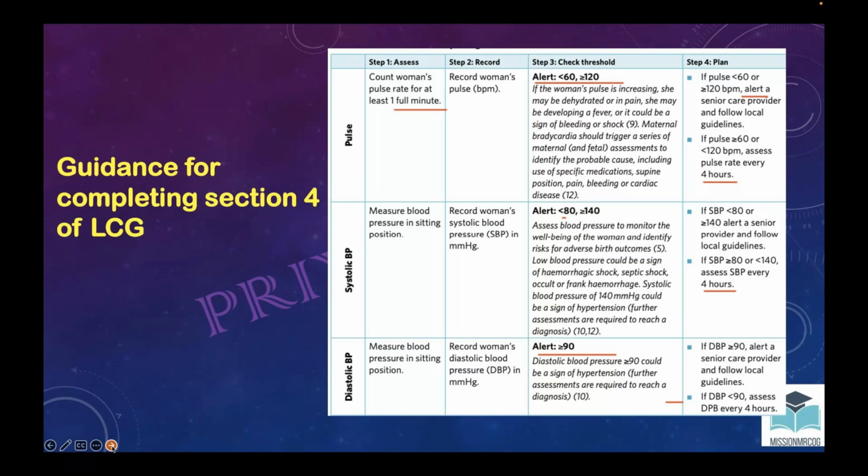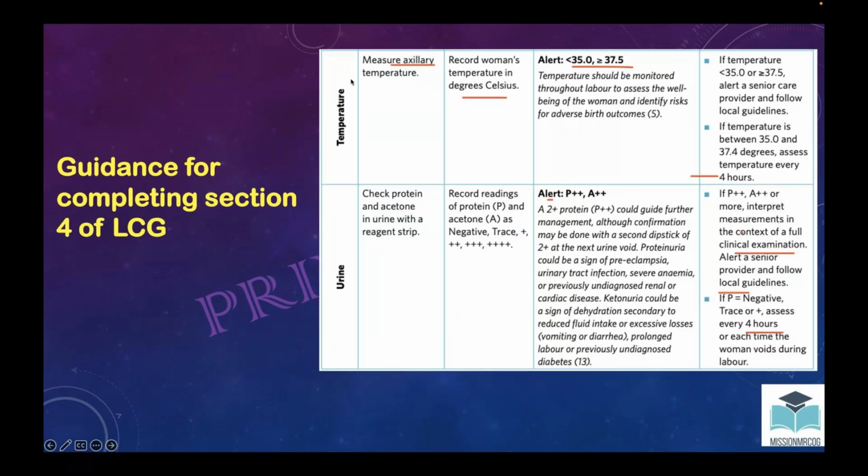Now another was temperature. They are measuring axillary temperature, and they are measuring it in degrees Celsius. So if it is less than 35 or more than 37.5, these are alerts. If it is an alert, speak to the senior. If it is fine, check it 4 hourly. Protein, the urine strip is used, where proteins or acetone are checked in the strips.